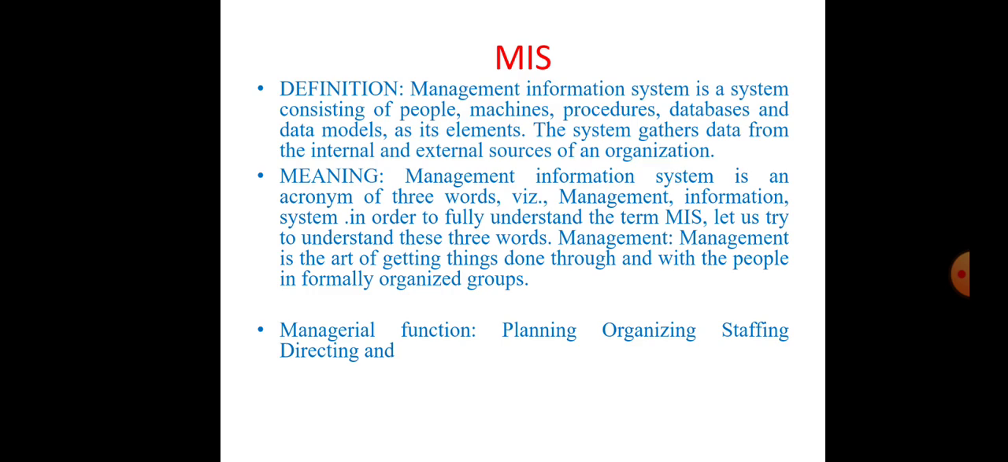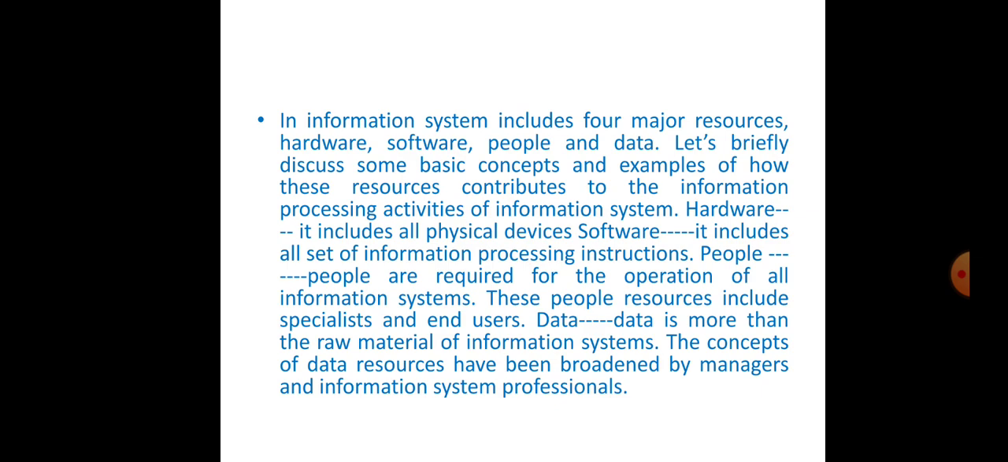In order to fully understand the term MIS, let us try to understand these three words, starting with management. As we all know, management is the art of getting things done through and with the people in formally organized groups. And managerial functions, we know, include planning, organizing, staffing, directing, and controlling the information system which we are going to collect. And that includes four major resources: hardware, software, people, and data.